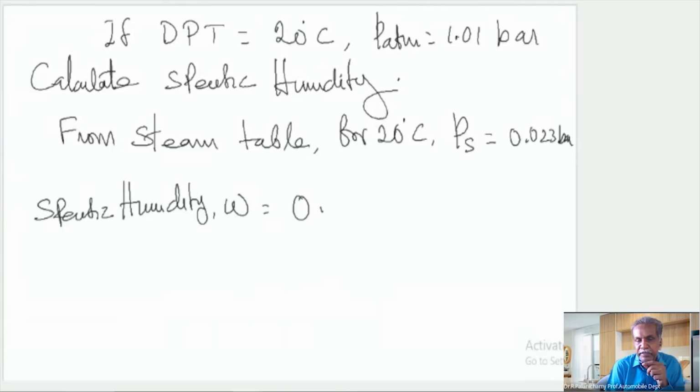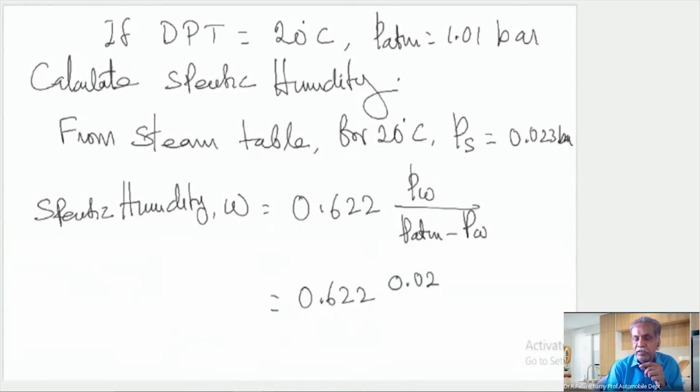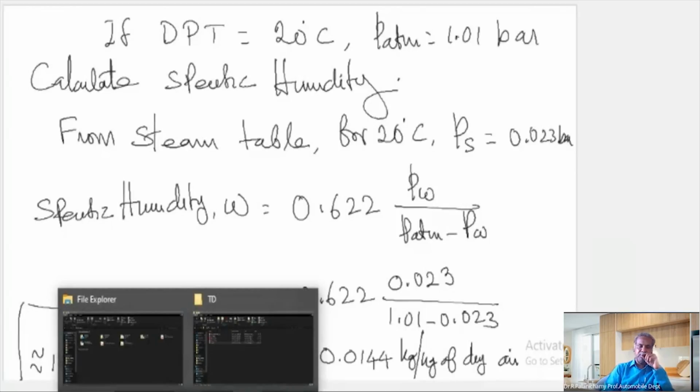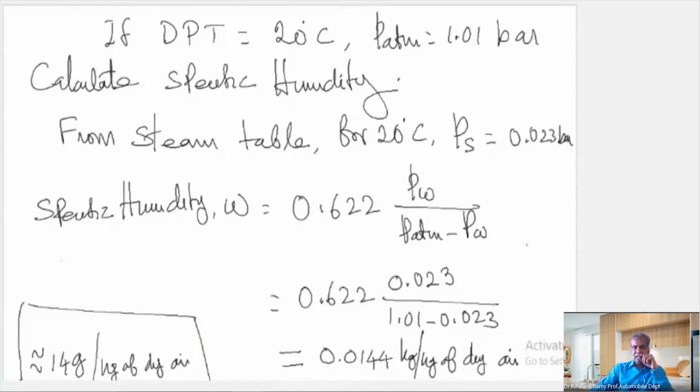Now specific humidity W is 0.622 PW by P atmosphere minus PW. PW 0.023, 1.01 minus 0.023. So this is the specific humidity, 0.014 kilogram per kg of dry air. எல்லாமே dry air basis தான் நம்ம கண்டுபிடிப்போம். கிராம்ல சொன்னோம்னா it is 14 gram into 1000, approximately 14 gram per kg of dry air. 1 kilogram எடுத்தோம்னா only 14 gram தான் இருக்கு.